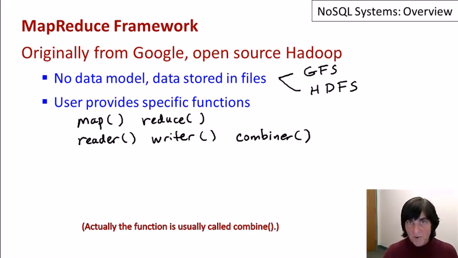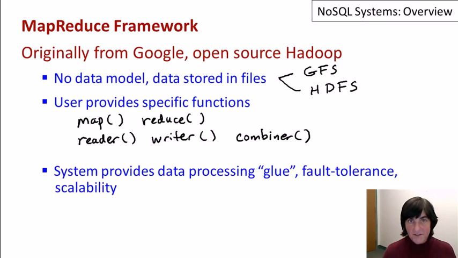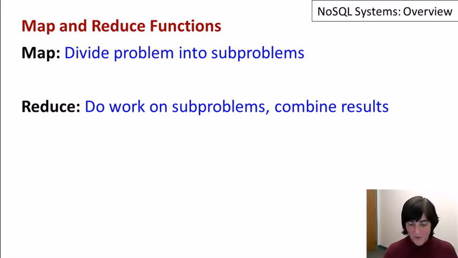So the user just provides this set of functions, and then what the system provides is the glue that processes the data through the functions. The system also provides fault tolerance of the processing, so if there's a crash or a node goes down during the execution, it will be guaranteed to be as if that didn't happen. And finally, the system also provides scalability so that the MapReduce framework can be used for very, very large data analyses. So let's talk about the two most important functions, the map function and the reduce function.